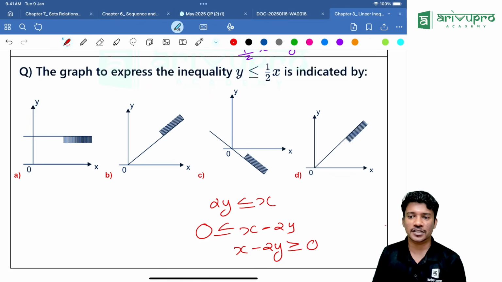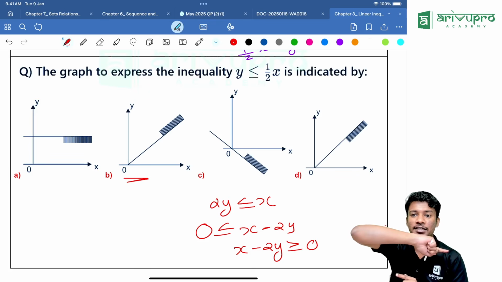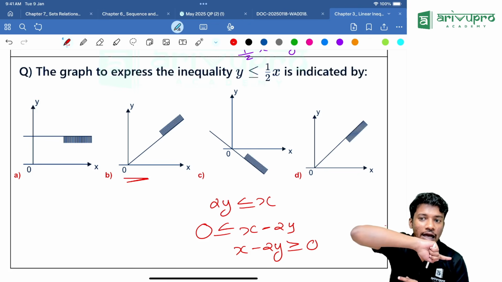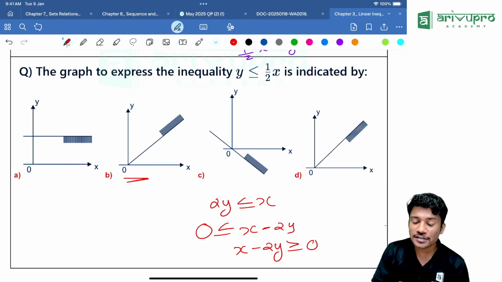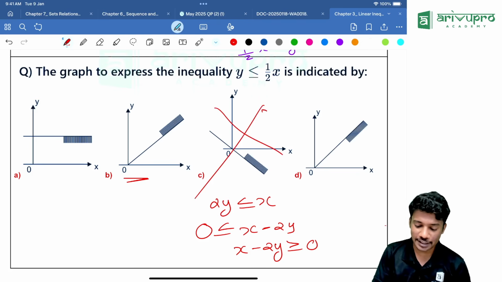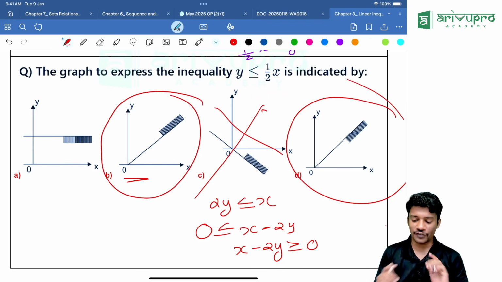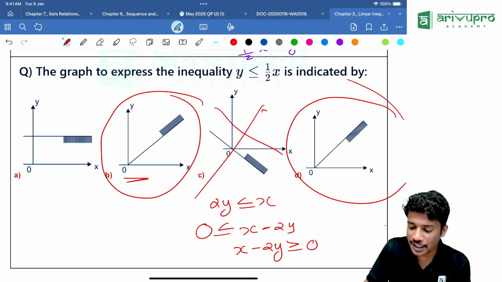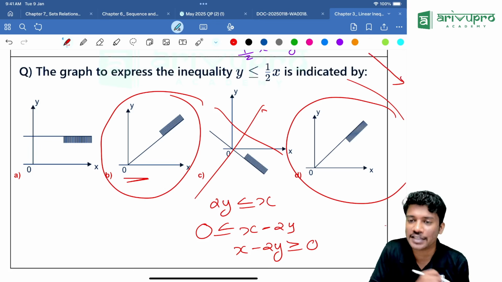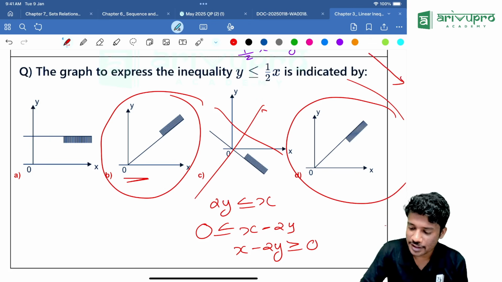Signs are opposite. That means, is it option B? No, because if signs are same only, it will go in which direction? The southeast. That means this is wrong. Either it will be this graph or it will be this graph. We need to find that. Now, do you remember when the signs are same only, we are taking this direction? Remember? Yes.